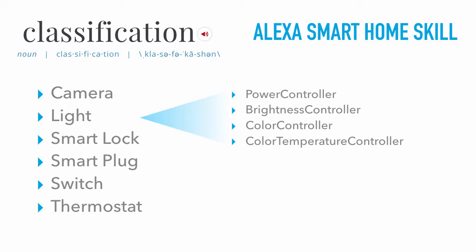So this is what you can find in the Alexa Smart Home skill documentation. They more or less came up with 6 different kinds of device types: camera, light, smart lock, smart plug, switch, thermostat, and also then having a more fine-grained level which describes then the functionality of the single devices. Just picking the light as an example, you can switch power, brightness, color, color temperature. These are the things that are offered here.